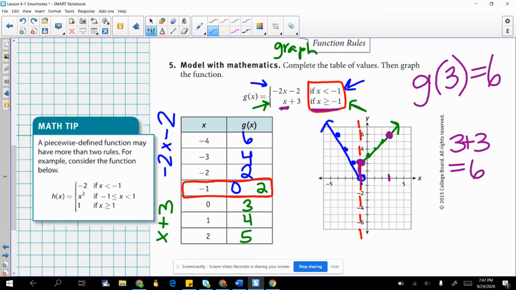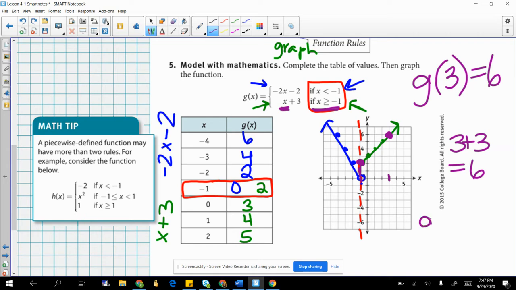So there's two ways you can solve for functions like that. It can either be by looking at your graph, which is what I did here, or it can be by plugging into the correct function rule based on the domain restriction. So if you look at your domain restriction and you realize, okay, x is greater than or equal to 3, so we're going to plug it into this function, then you're good to go.